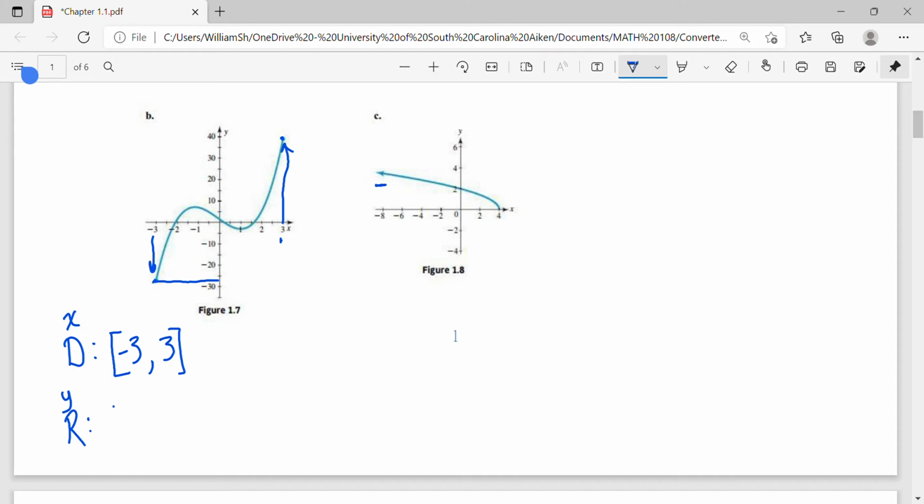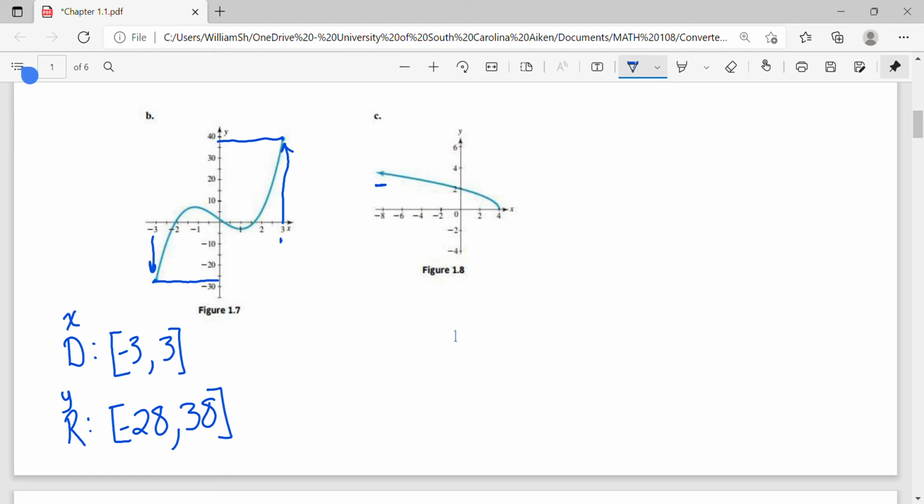So my range here on the lower side starts at -28, and it goes up to, let's see, I'll draw it over, somewhere between 35 and 40. I'm going to say 38. And it is a dot, so it's equal to, so my range is -28 to 38.